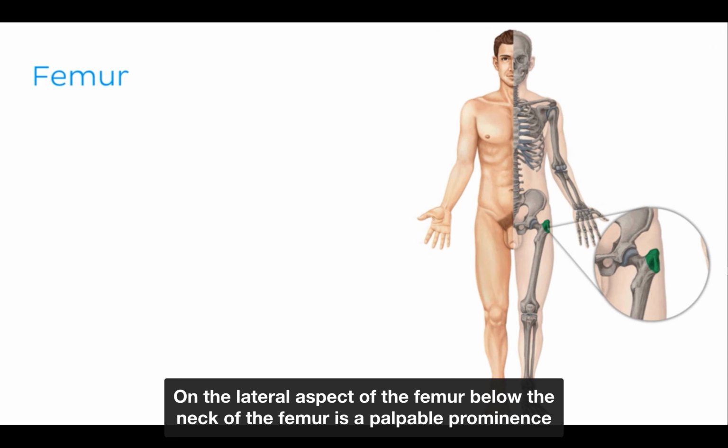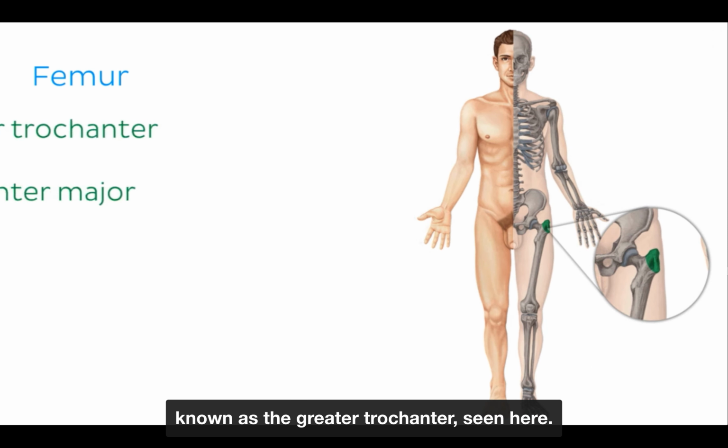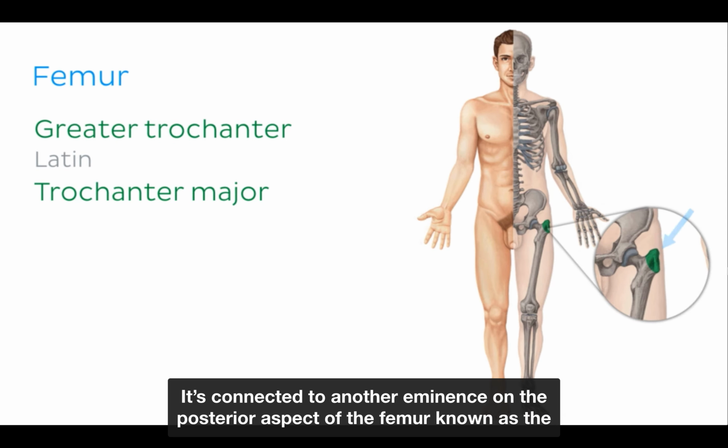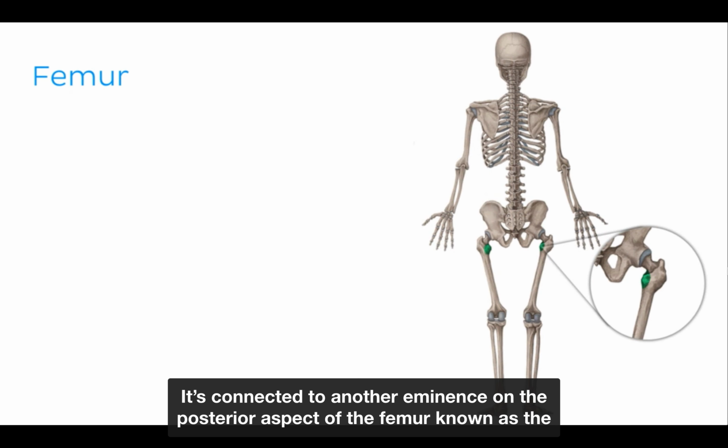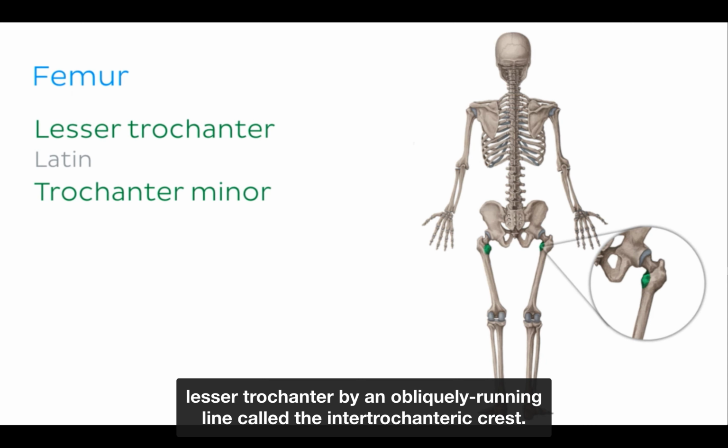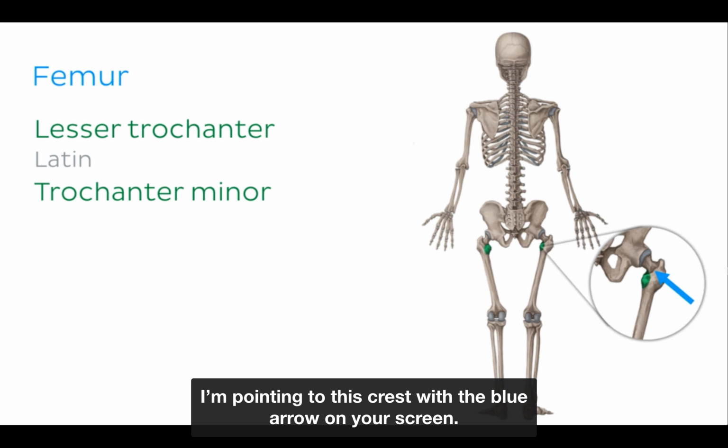On the lateral aspect of the femur, below the neck of the femur, is a palpable prominence known as the greater trochanter, seen here. It's connected to another eminence on the posterior aspect of the femur known as the lesser trochanter by an obliquely running line called the intertrochanteric crest. I'm pointing to this crest with the blue arrow on your screen.